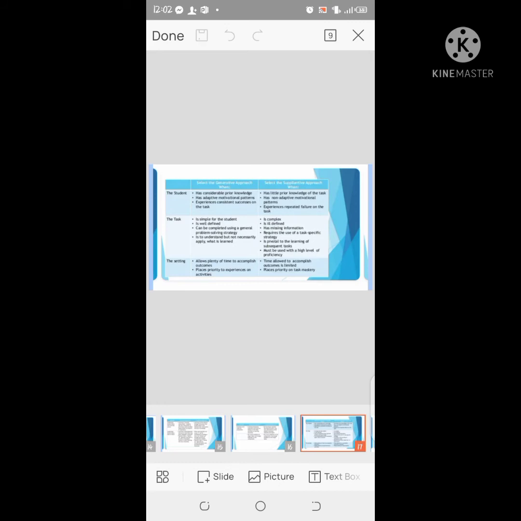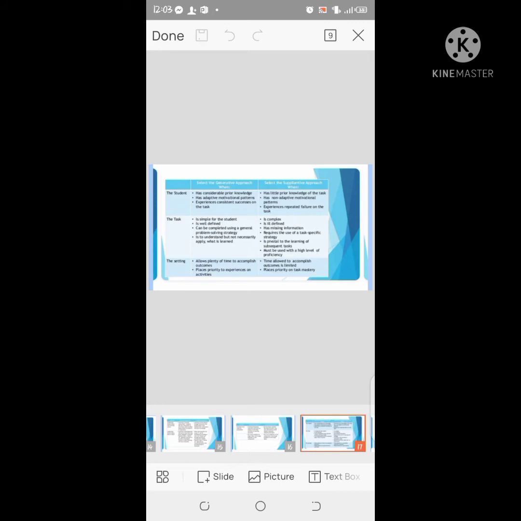So, under the generative approach, the setting allows plenty of time to accomplish outcomes. Next, it places priority on experiences and activities. So that is it for the generative approach's setting. Next, for the supplementive approach's setting: while the generative approach allows plenty of time to accomplish outcomes, in the supplementive approach the time allowed to accomplish outcomes is limited.